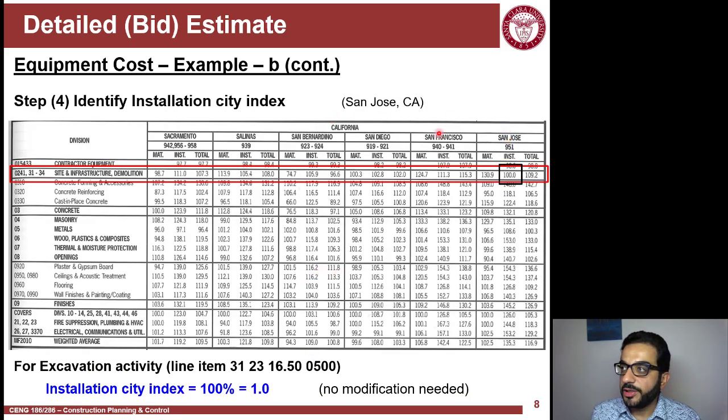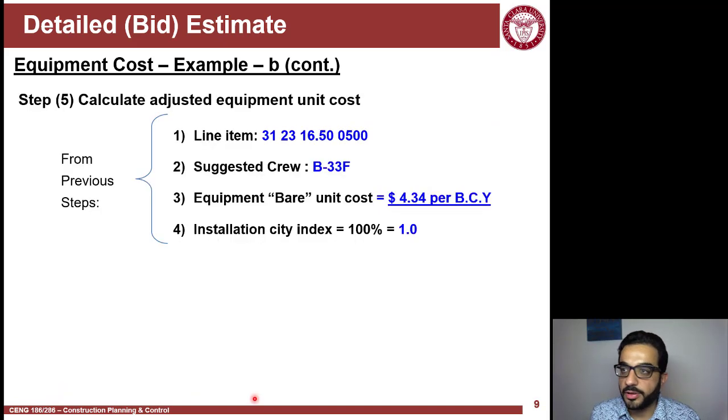This is a San Jose project, so I look at the San Jose location, and the line item is 31, so I'm looking for the division closest to that. This is the row for it, and installation, labor, and equipment are in the installation column here. And we see here it's a 100 value index, so I'm not actually adjusting anything. And I jump right away to adjusting the equipment hourly cost.